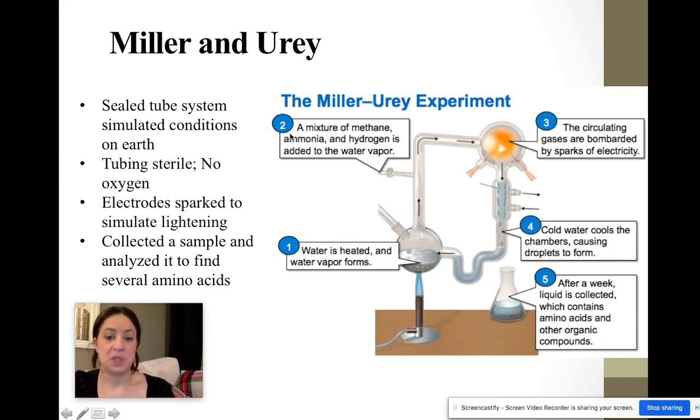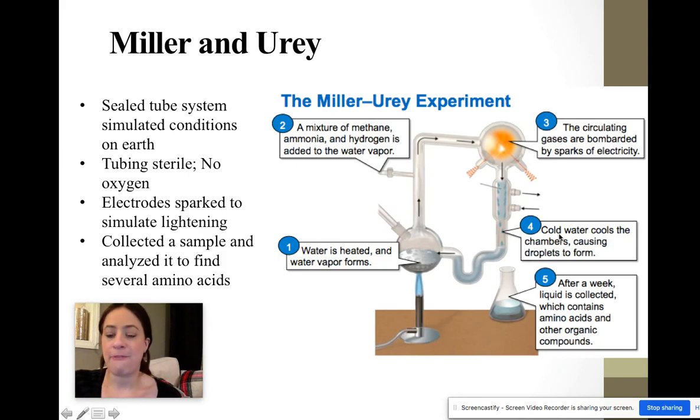Here at step 2, there's a mixture of methane, which is CH4, ammonia, which is NH3, and hydrogen, which is H2, that's added to the water vapor. So these are gases that would be in the early Earth's atmosphere. Here you have step 3. The circulating gases are bombarded by sparks of electricity. So that's supposed to simulate the lightning that's in all the thunderstorms.